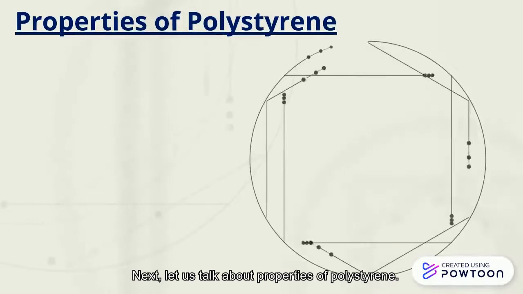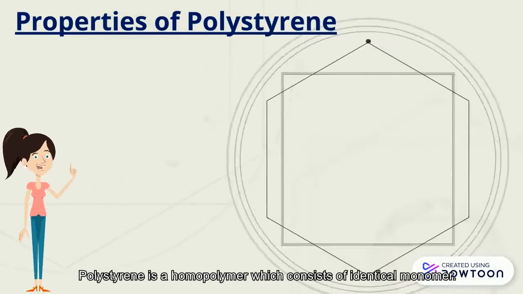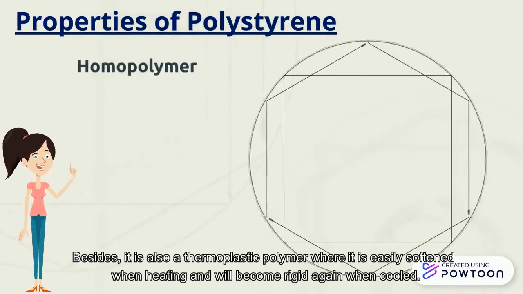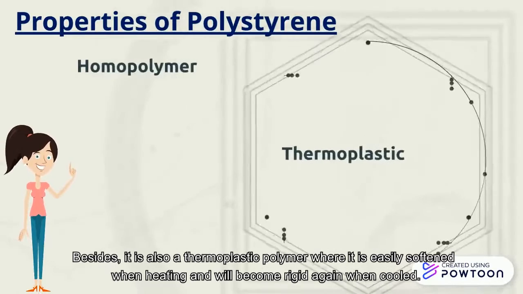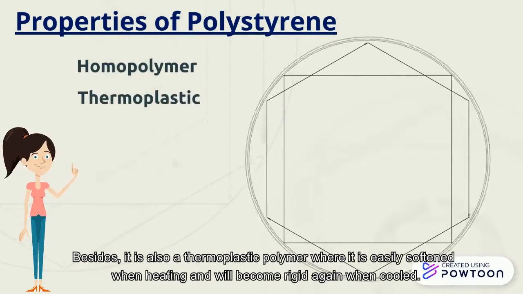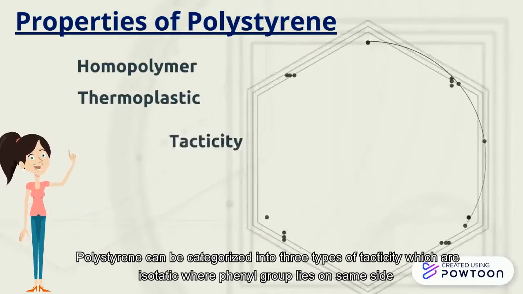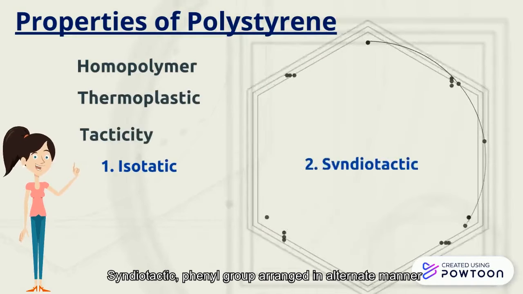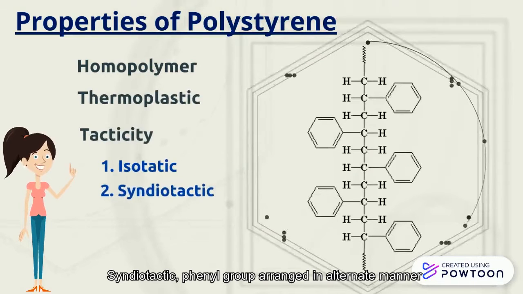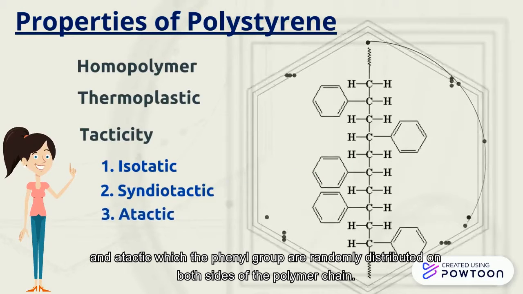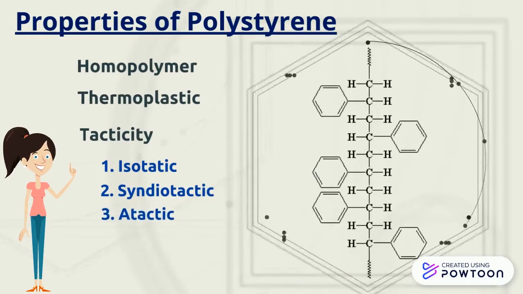Next, let us talk about the properties of polystyrene. Polystyrene is a homopolymer, which consists of identical monomers. Besides, it is also a thermoplastic polymer, easily softened when heated and becoming rigid again when cooled. Polystyrene can be categorized into three types of tacticity: isotactic, where the phenyl groups lie on the same side; syndiotactic, where the phenyl groups are arranged in an alternate manner; and atactic, where the phenyl groups are randomly distributed on both sides of the polymer chain.